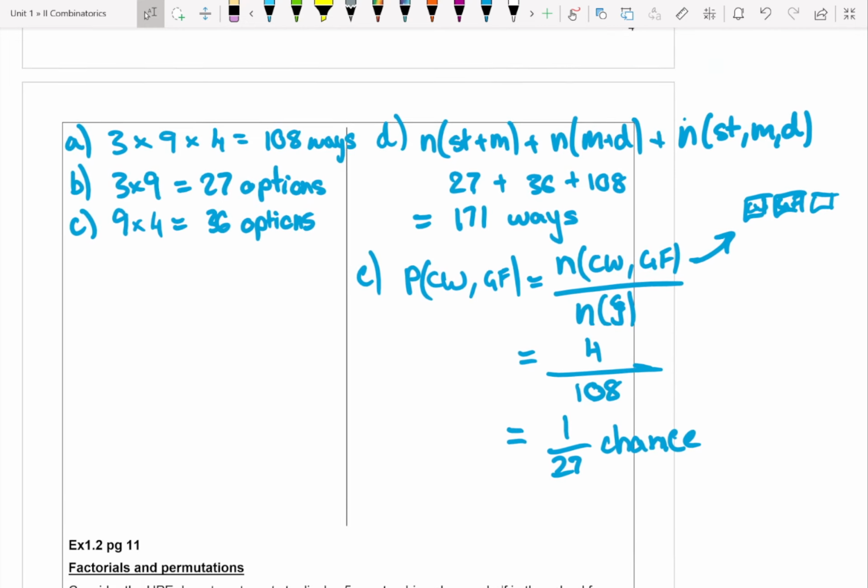So that finishes off combinatorics for today. We will be moving on to factorials and permutations for the next episode.